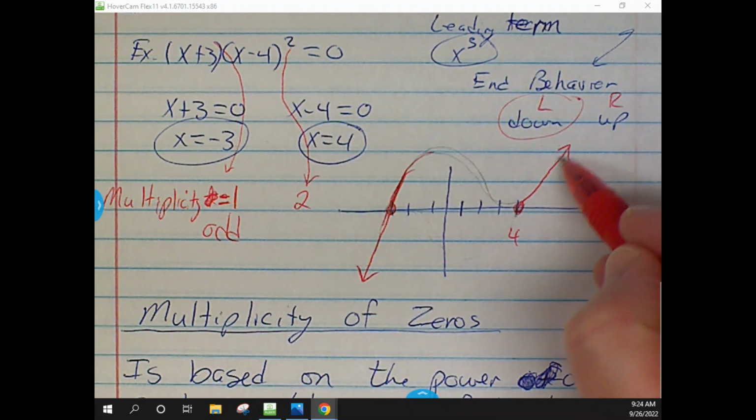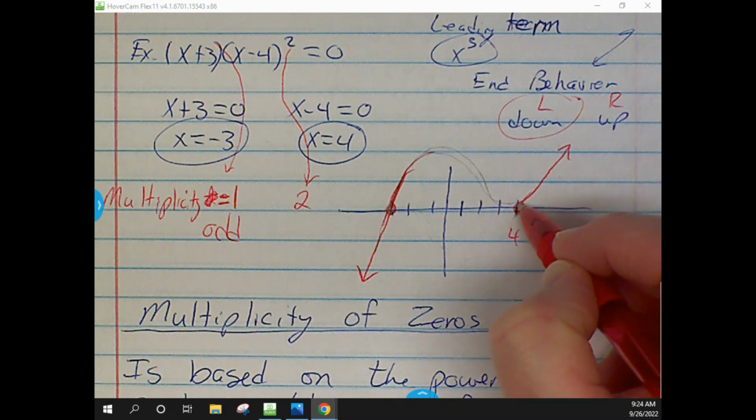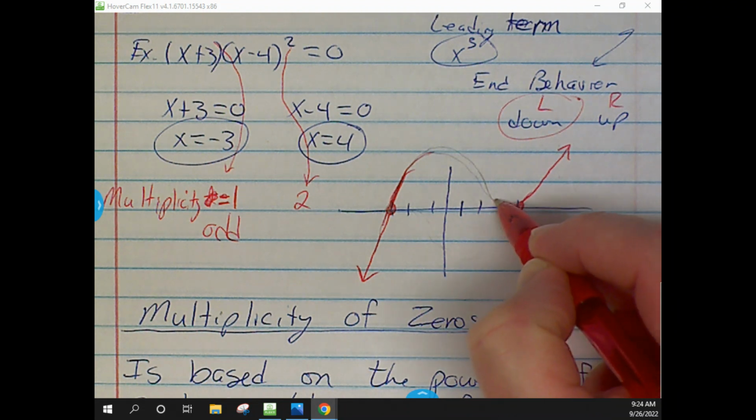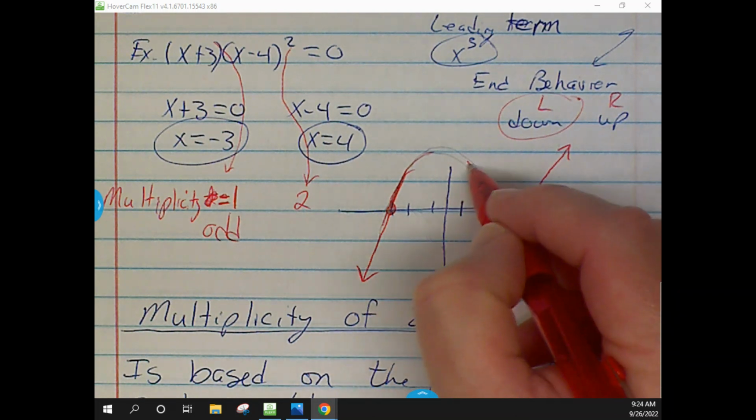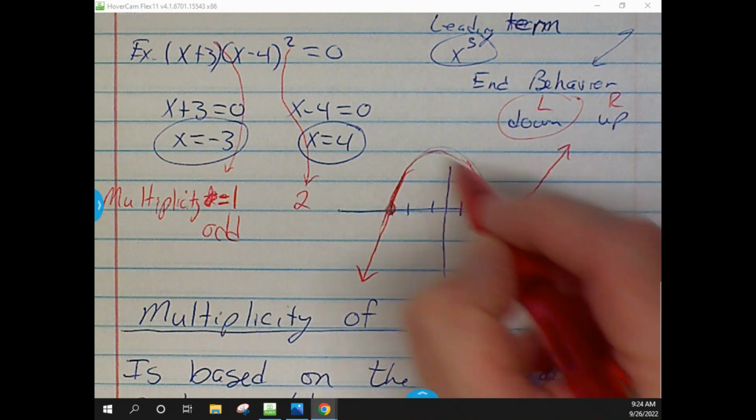So when we were coming down this way, we know once it gets here, it's going to bounce off of this number, and then it's going to head back up this way. And then somewhere in between here, it's going to connect together and do that.